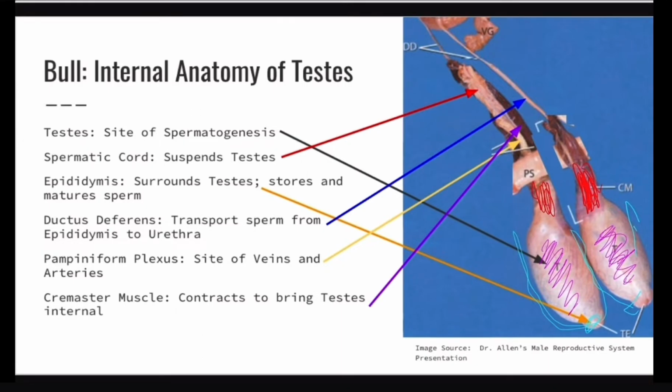The cremaster muscle surrounds the spermatocord, and when contracted, the testes are pulled into the body. The pampiniform plexus is a passageway for veins and arteries that is inside the cremaster muscle. The ductus deferens are the cords that connect the testes to the urethra and are responsible for transporting sperm all the way through ejaculation. Those are up here, the ductus deferens.